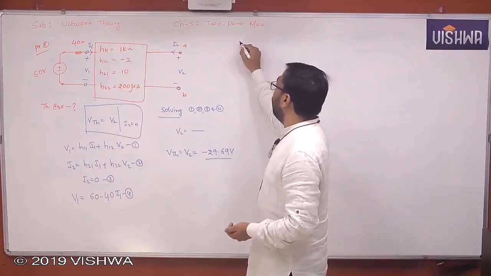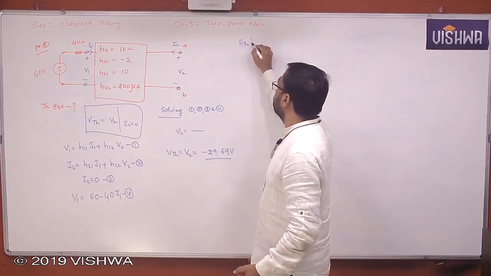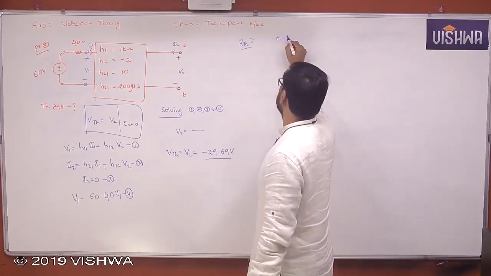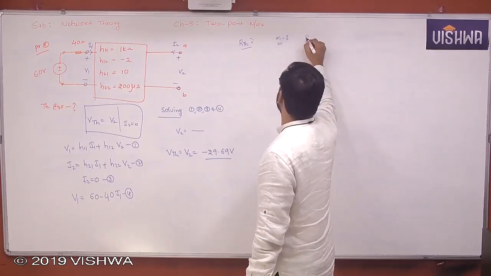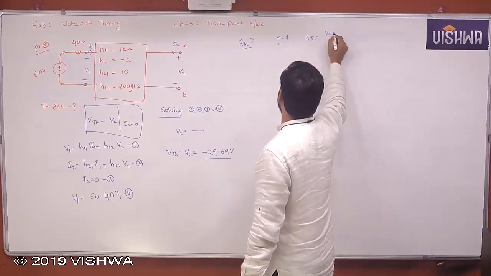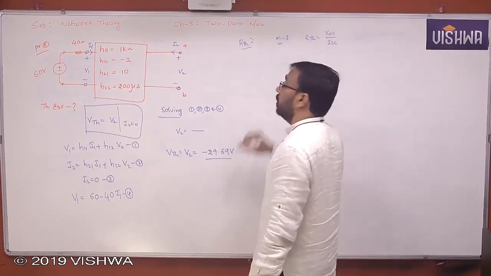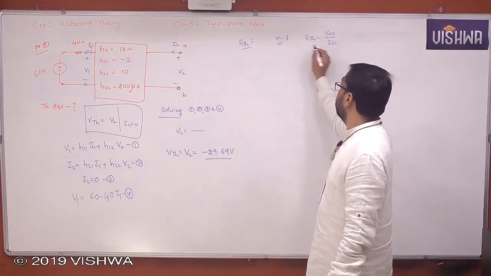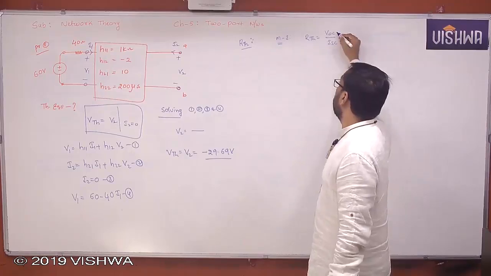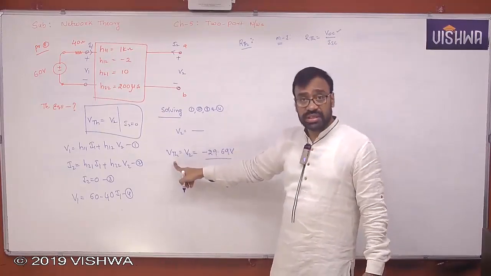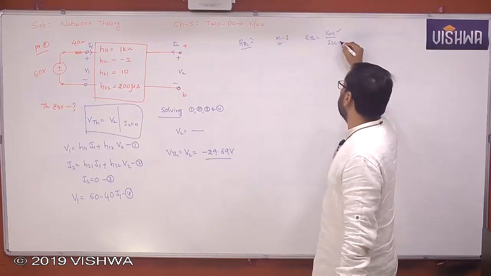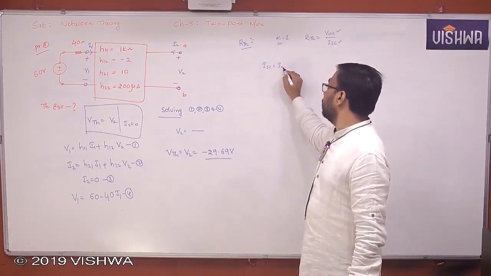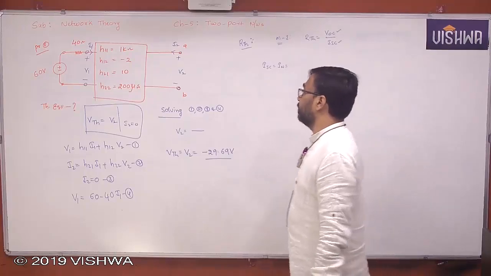Now, I want to find RTH. I got two methods. Method 1: RTH is equal to VOC by ISC. Okay. Method 2, volt-amp method. So I just find first method 1. Using method 1, I have VOC. VTH is nothing but VOC. I need to find ISC. What is ISC? ISC or I Norton, all are the same. This is nothing but I2 only.